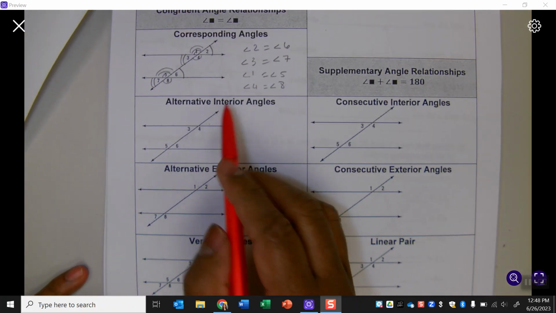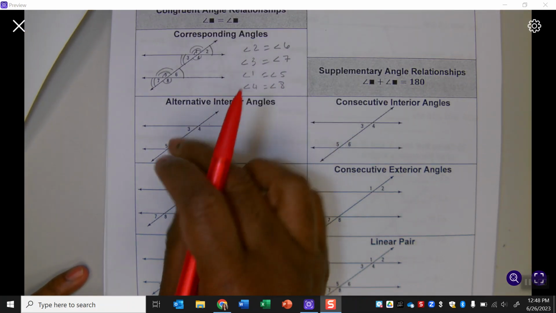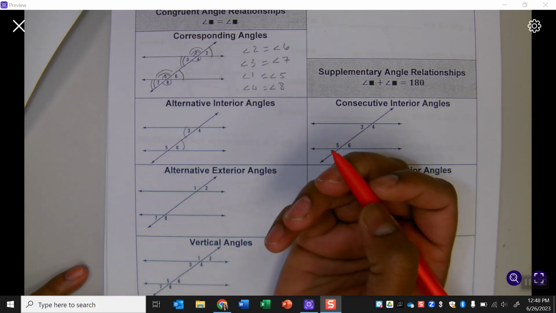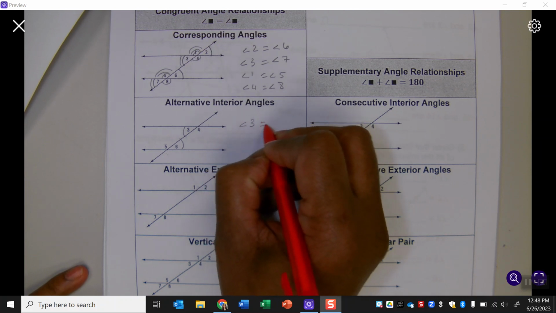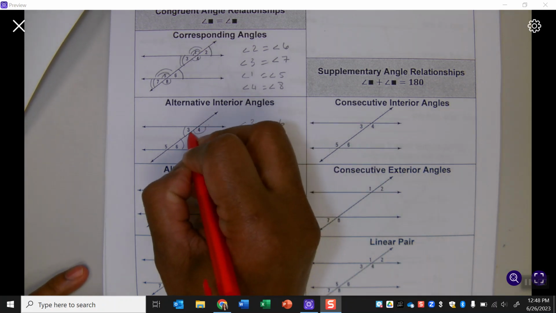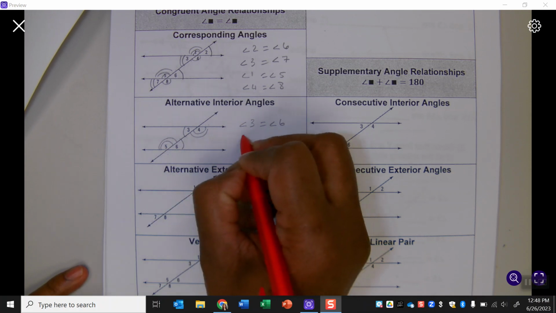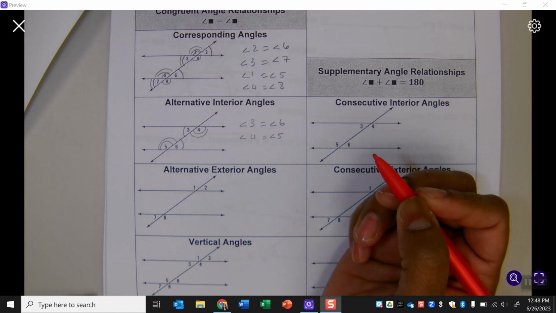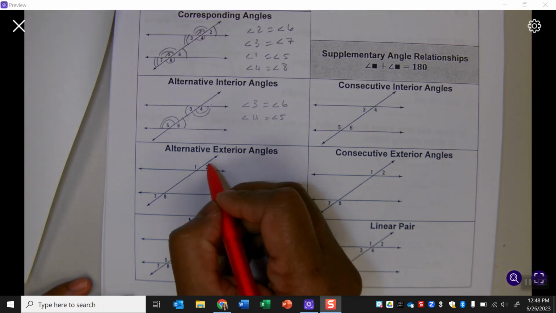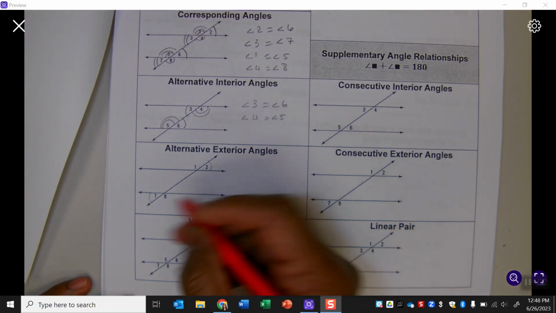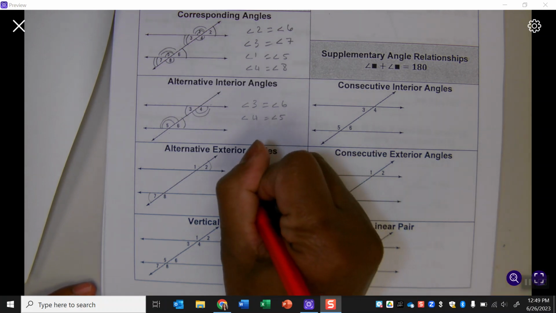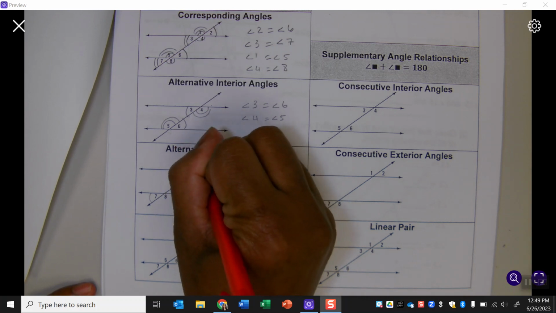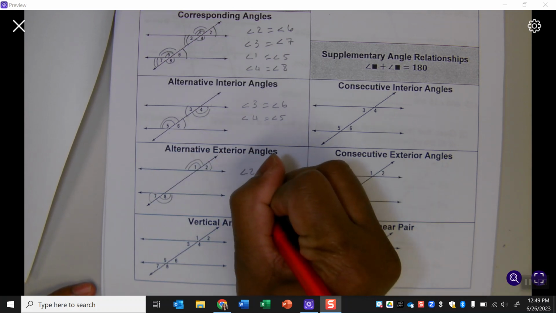Alternate interior angles are angles that are on the inside of my parallel lines. So we would say that 3 and 6 are alternate interior angles, and they're equal to each other. And then 4 and 5 are alternate interior angles, and they're congruent. Alternate exterior angles are angles such as 2 and 7. They're on the outside of the parallel lines. Angle 2 is congruent to angle 7. Angle 1 and angle 8 are congruent to each other.